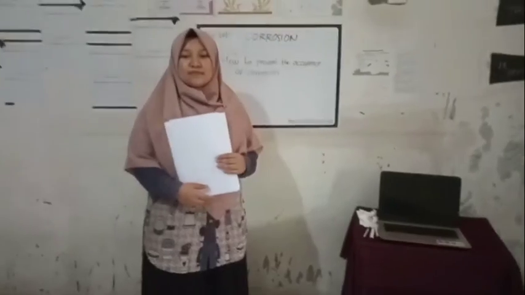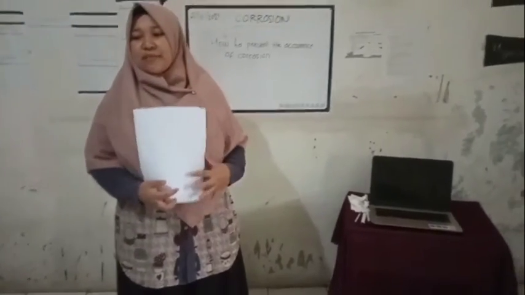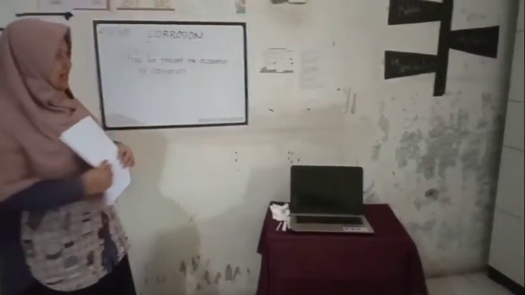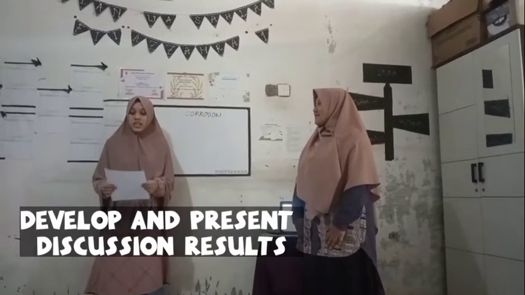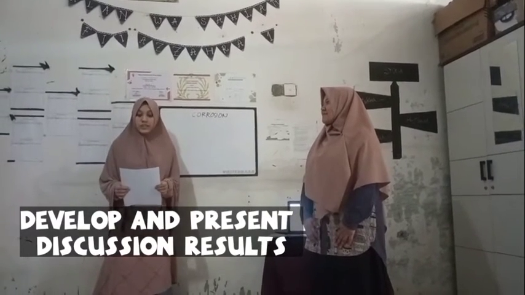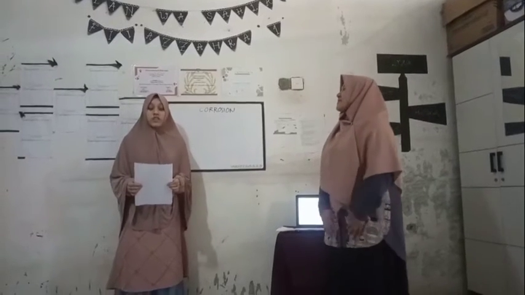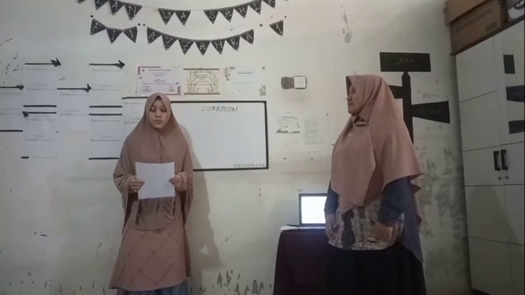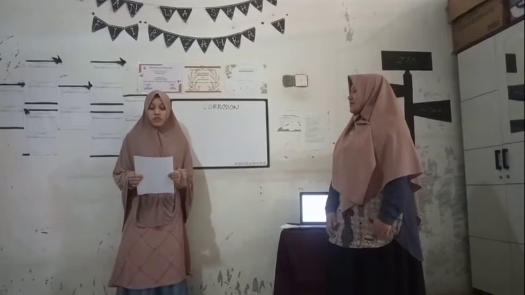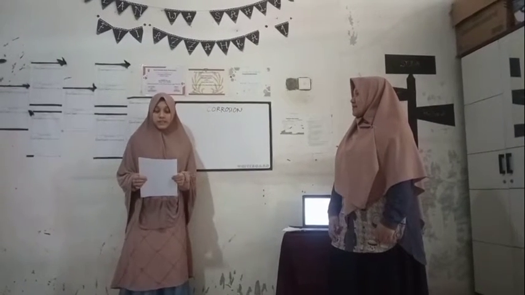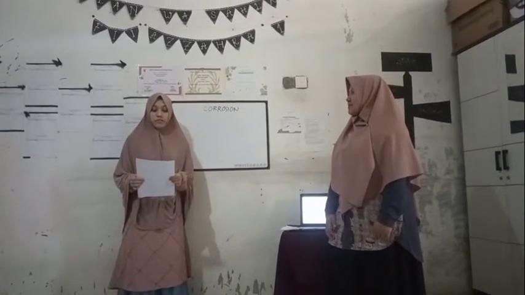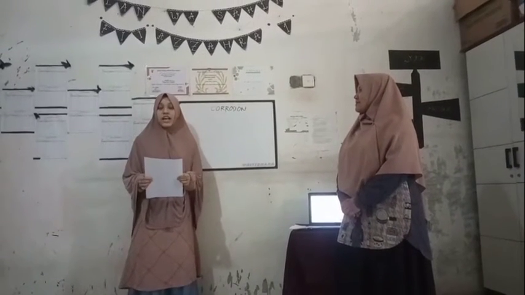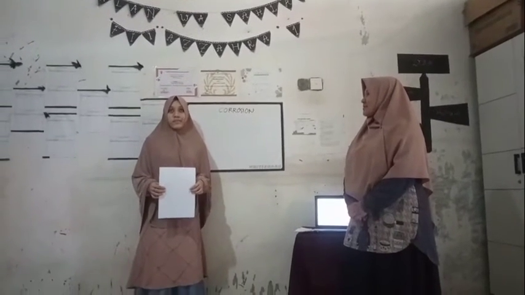Discussion time is over. Please, one representative of each group show the result in front of the class. Okay, Miss and friends, I am from group one, I will explain our discussion. There are several ways to prevent corrosion, namely: one, painting; two, grease with oil or grease; three, wrapping with plastic; four, tin plating; five, chromium plating; six, sacrificial anode; seven, galvanization; eight, control air humidity. Okay, thanks, Miss.